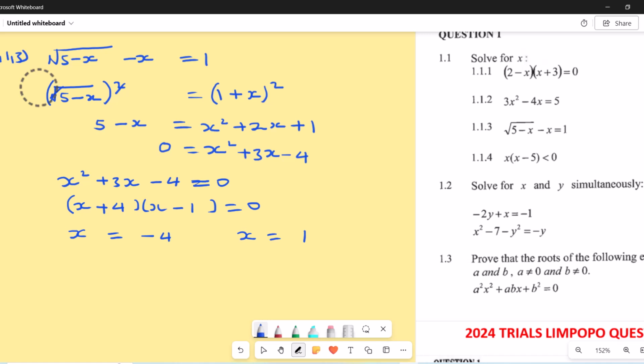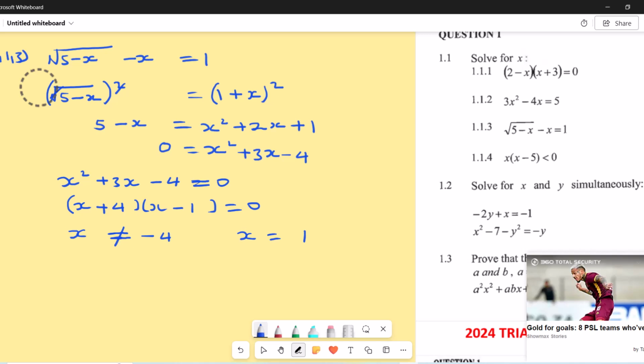Let me try negative 4. Now 5 minus negative 4 gives me 9. Square root of 9 is 3. And then 3 minus 4 is negative 1, but on this side we see it is 1. So it means this answer is not correct. So please always check to find out which of the two solutions does not apply. Hope we are together. Okay, let's continue.